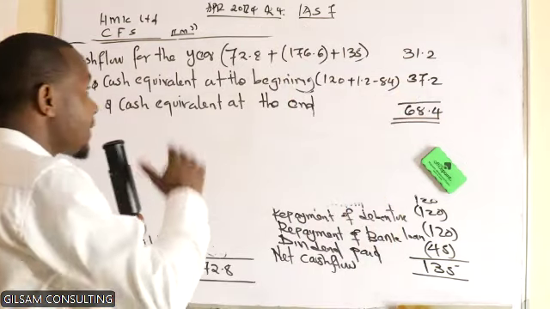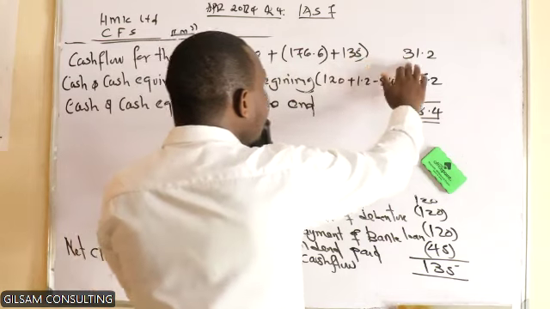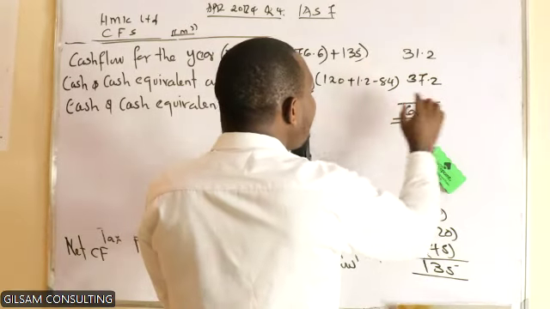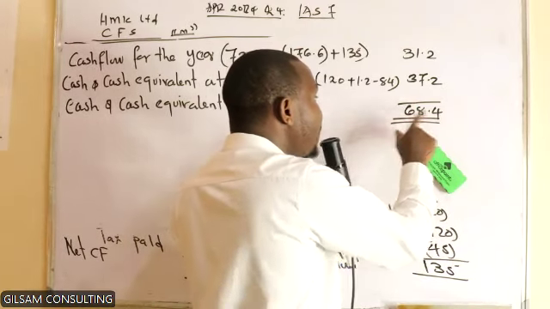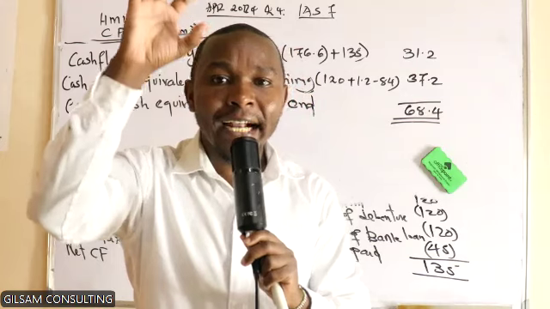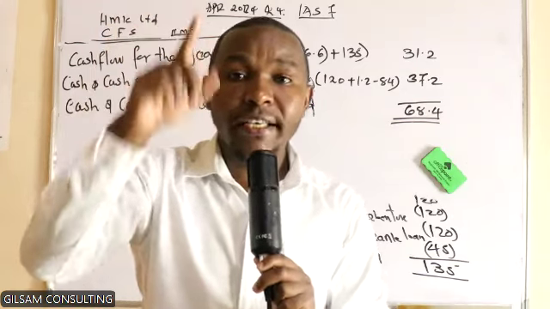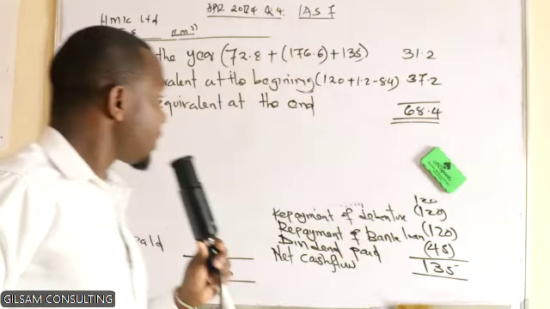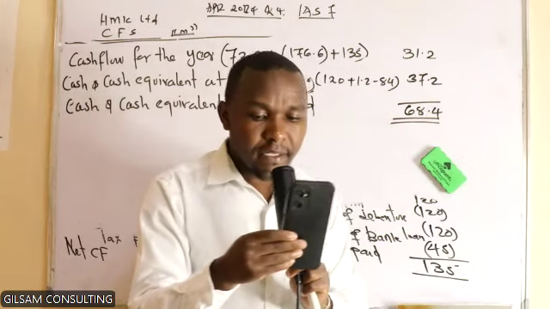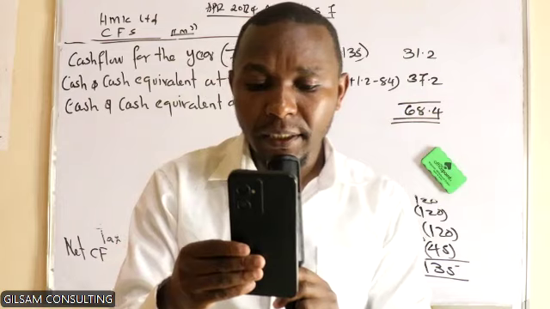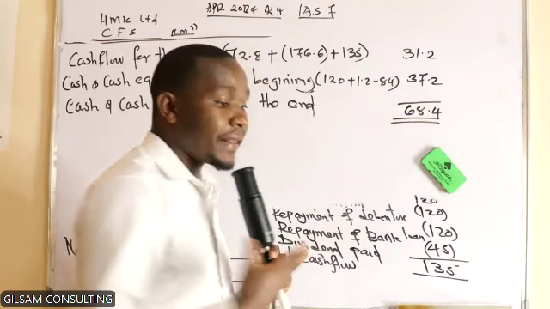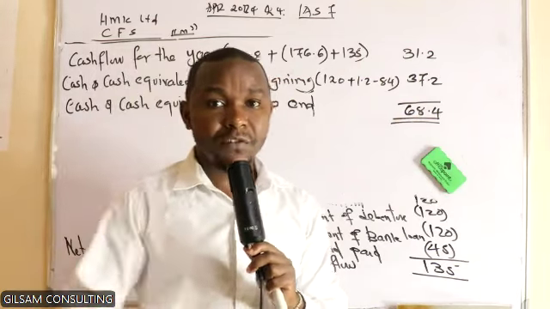So if you add the two, that is the cash flow for the year plus the cash and cash equivalent at the beginning of the year, you will arrive at 68.4 million. This 68.4 million should be equal to the current balance of the financial year 2023. Let's confirm with our balance sheet. Go back to the current assets. We have 84.4 million, which is the same as this. So that's how we prepare the cash flow statement.